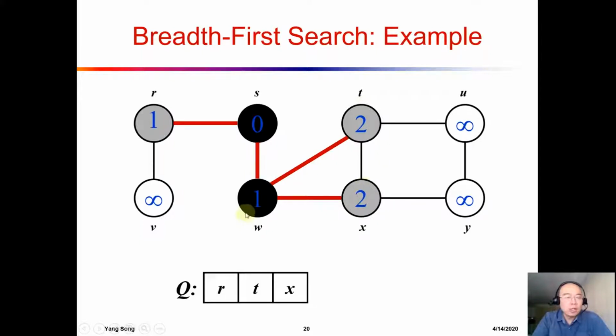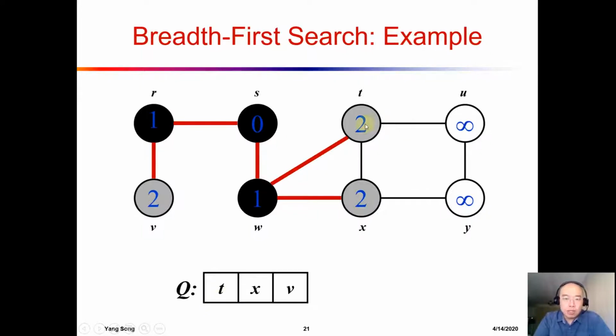And now the next node we are going to explore will be R, because R is the head of the queue. Okay, so if we explore R, we find another node V. So V is enqueued, and then R is colored to be red. And at the next step, we have to see the head of the queue again, that is T.